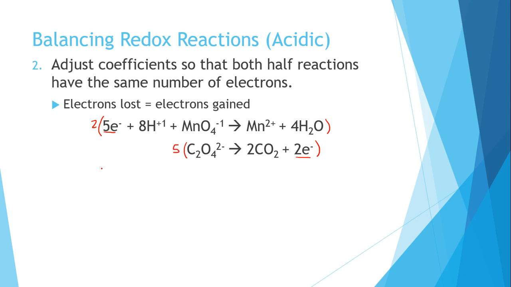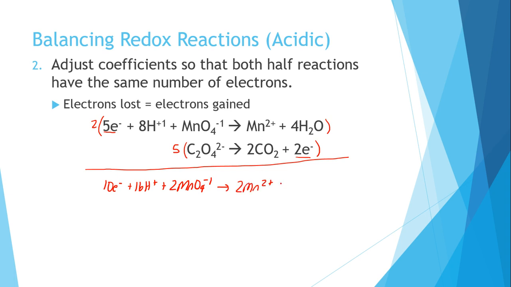So what I'm going to do is rewrite these equations with their new coefficients. Here I have 10 electrons, 16 hydrogens, plus 2 MnO4s. And this is going to yield that 2 gets carried over, 2 manganese ions plus 8 water. Then I'm going to redistribute this 5.